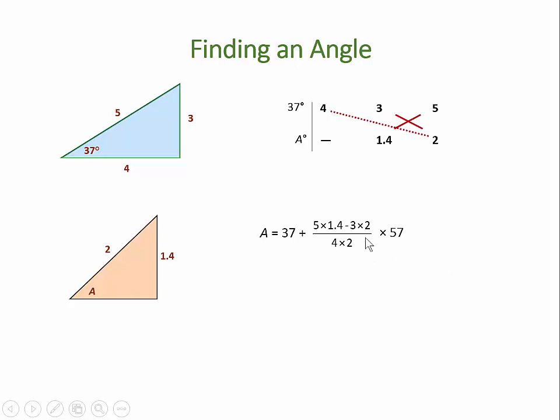So it's simply a matter of finding this fraction of 57. And this fraction always turns out to be a small fraction. If you work out the numerator, you've got 7 take away 6, which is 1. So we end up with 1 over 8 times 57. And 8 into 57 is 7. So we add 7 to 37 and get the 44 degrees, which is what we had before.